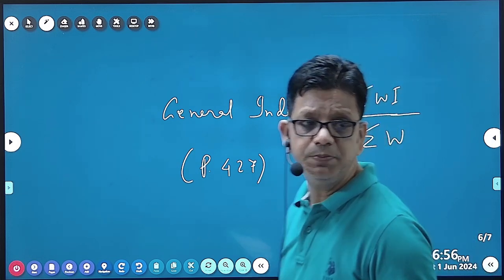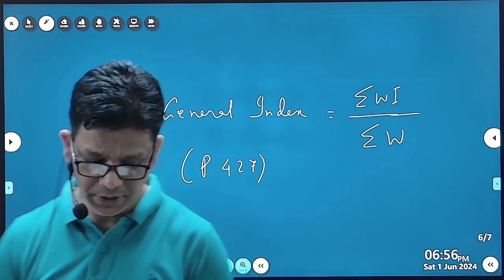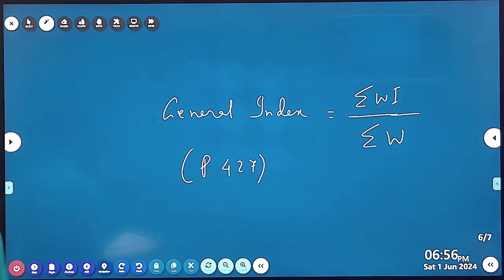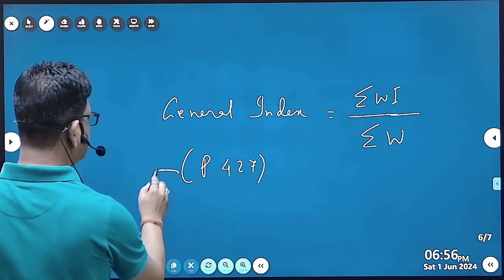This is used basically for groups. It's given also: general index for group indices. So when the data will be given in groups, I give an example so that you understand. We go by the general index. Even the question mentions, find the general index. And W, you all know, is the weight, and I is the index. This is the formula. Just see the last example.